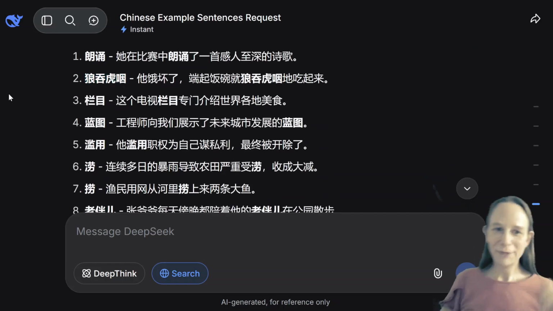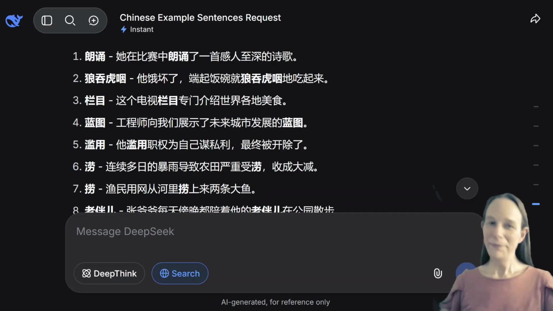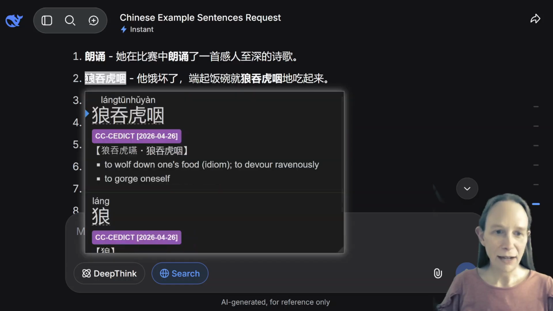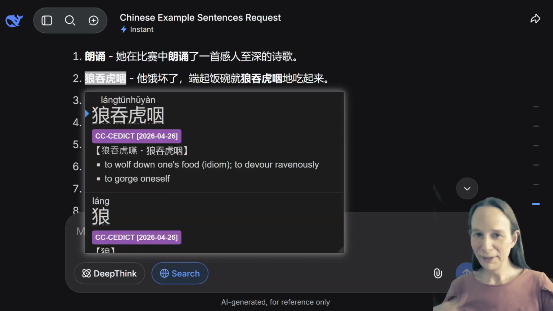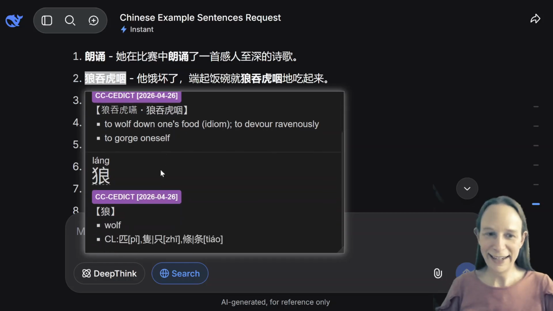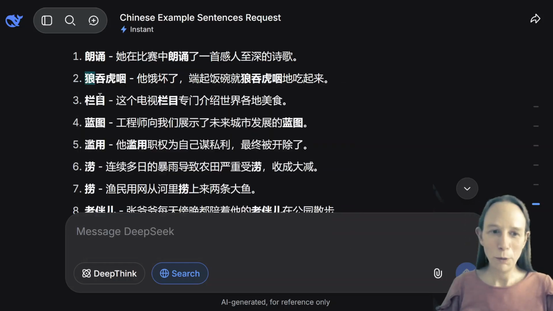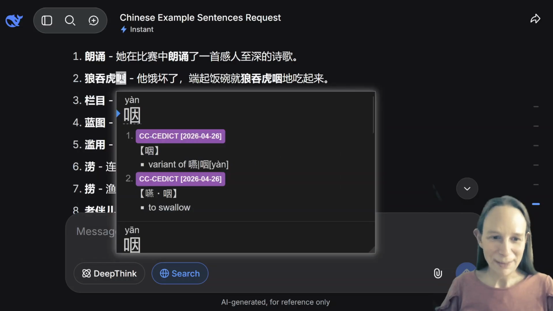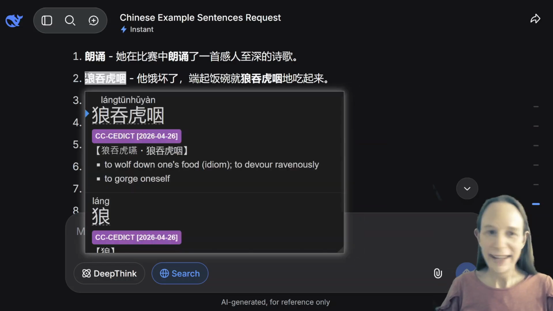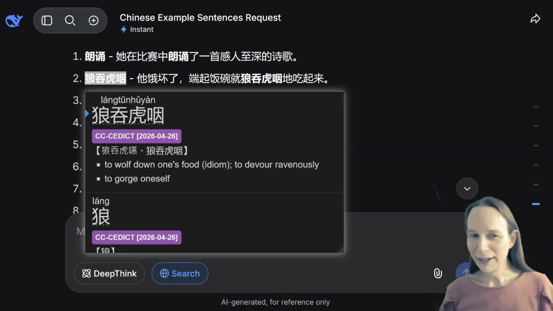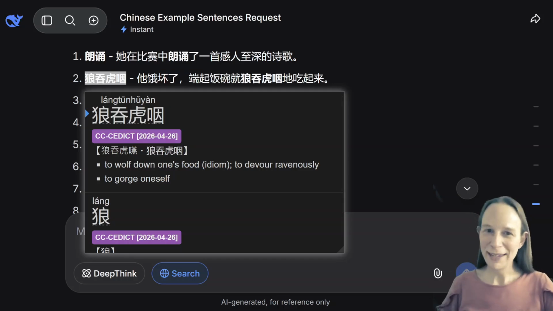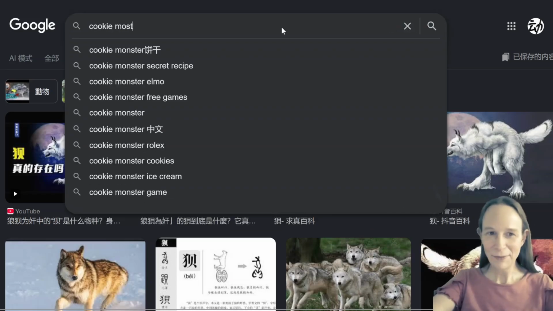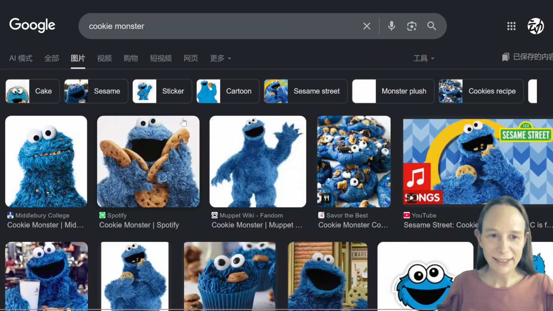All right. Oh, this is one of my very, very common chengyu. Okay. 狼吞虎咽. So we saw 狼 just a moment ago. I said it means wolf. It still means wolf. Wolf swallows. Tiger swallows. Okay, there's two words that mean swallow. Yeah, it's both swallow, right? Wolf swallow, tiger swallow. So, you know, like Cookie Monster.